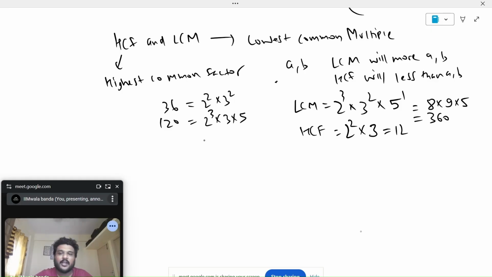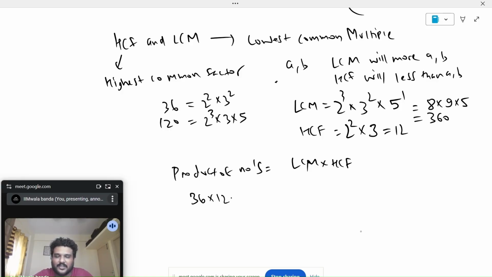And one more very super interesting thing, product of numbers is actually equal to product of LCM and HCF. All right. So in this case, 36 into 120 will actually be equal to 12 into 360. And we can see that it is true. And it is only true for two numbers. Don't try it for more than two numbers. Only true for two numbers.